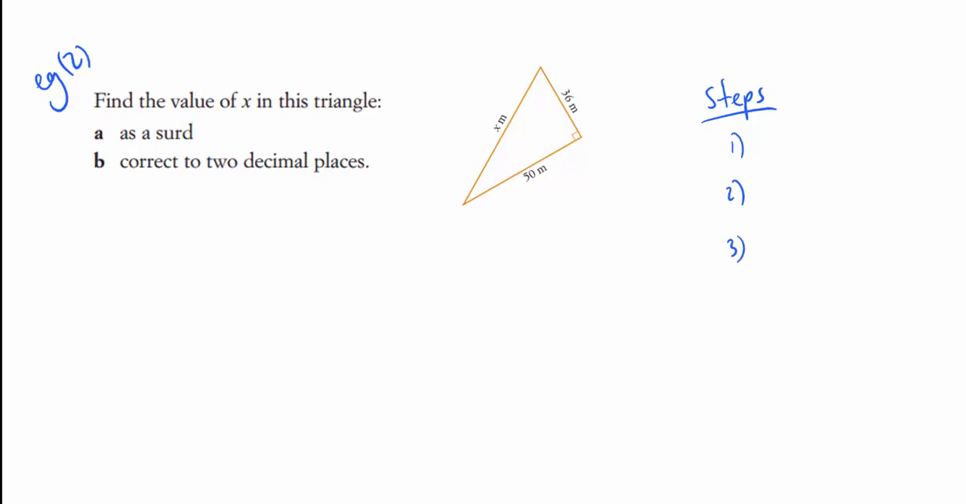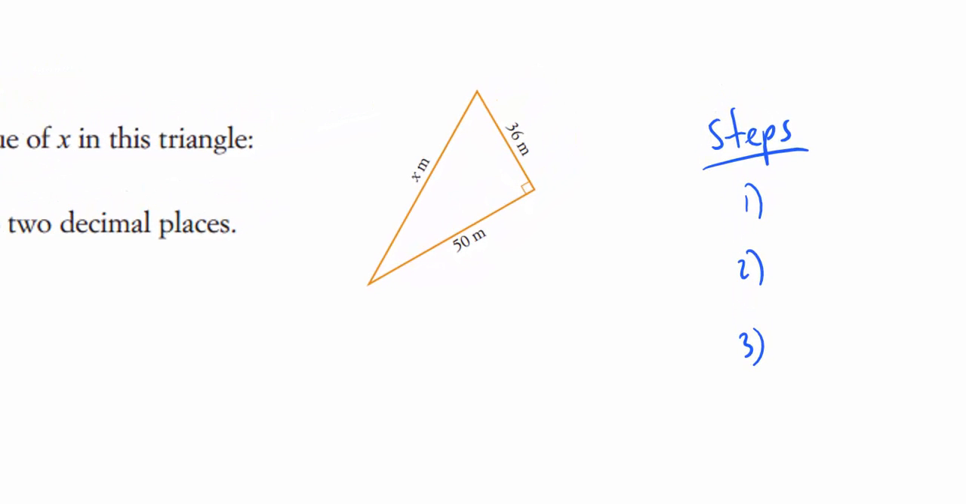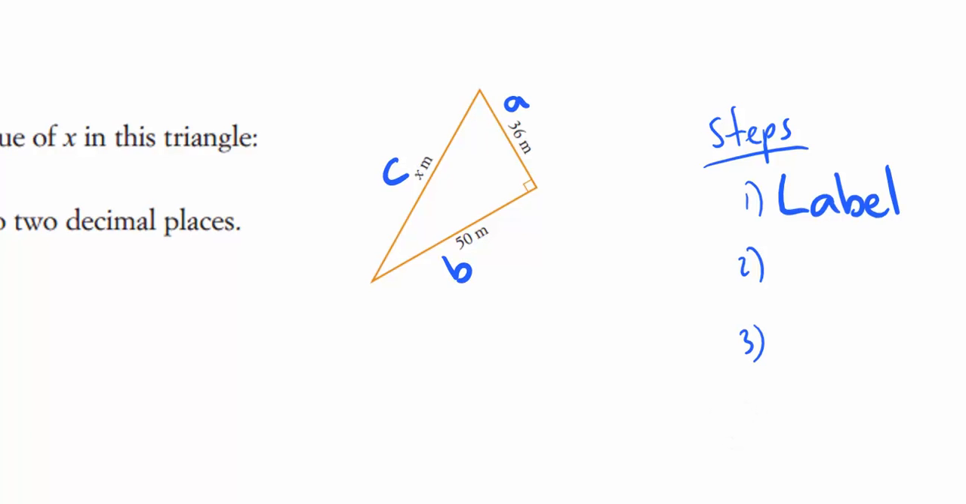Find the value of x in this triangle, first as a surd, and then correct to two decimal places. So in this triangle, we've got a hypotenuse of x meters. We don't know, that's what we need to find. We've got 36 meters and 50 meters. The first step is here. Whenever finding an unknown side x, you must label your triangle. And what do we always label the hypotenuse? C. The other two short sides are A and B.